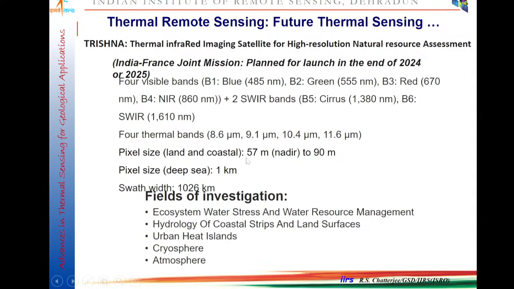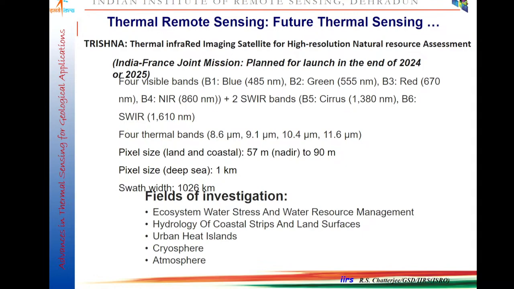The uniqueness of this mission is that there are 4 bands. Pixel size is much better. Instead of 90 meter in case of ASTER, it is 57 meter to 90 meter definitely. But in case of deep sea, it is 1 kilometer again. But what is the unique property of this mission is the swath. In case of ASTER, the swath is only 60 kilometer, but here you see it is 1026 kilometer swath. It will cover this much area. So that means repeatability is very close.